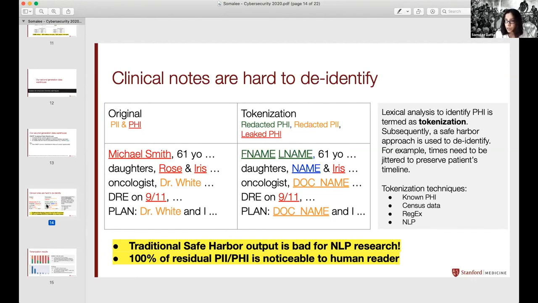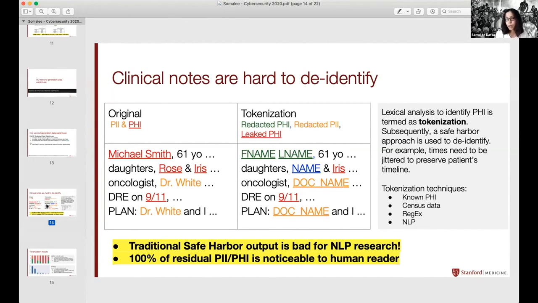You can also leverage census data. Census data gives you things like addresses and zip codes. It's possible that the patient has moved from address 1 to address 2, and some of the previous addresses are not in the database anymore, but looking at the census data will give you that address information. You can also do regular expression search. You can say, okay, this looks like a telephone number, that looks like an email, this looks like an IP, and you can use that.